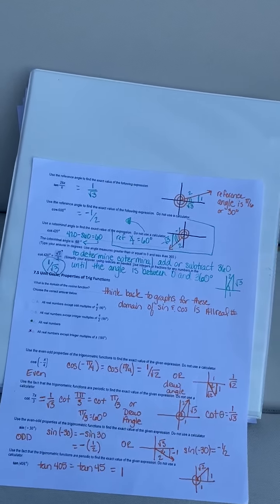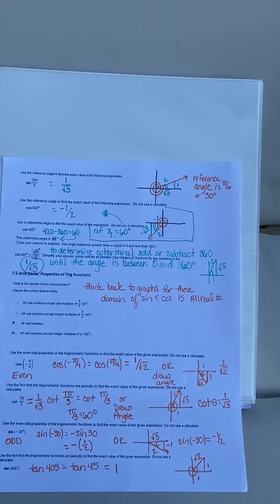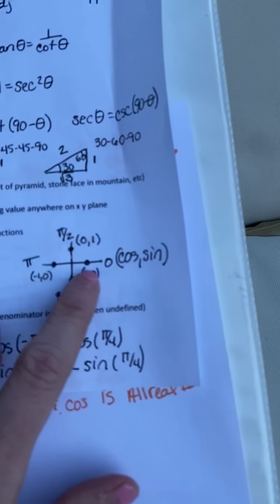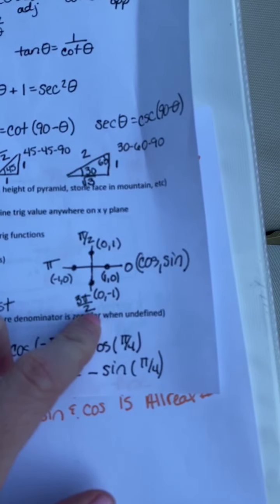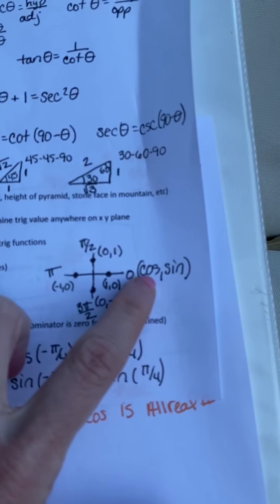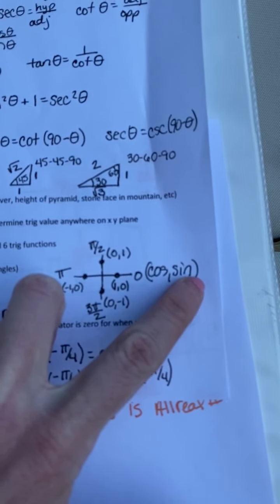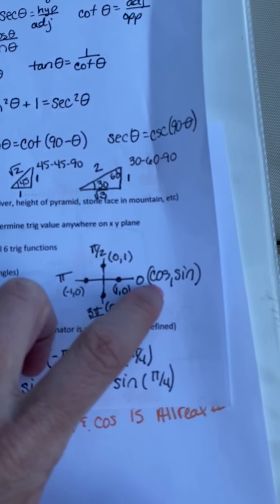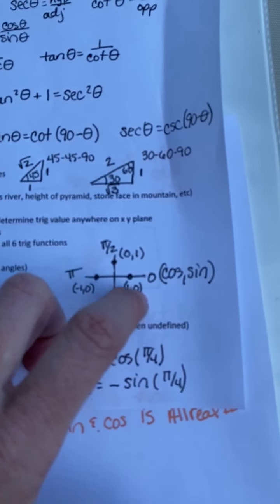So the unit circle, if you remember from the first page, I did the basic unit circle. The basic unit circle just has our quadrant angles: 0, pi over 2, pi, 3 pi over 2. And just remember, it's cosine comma sine. So if you're given a problem with radius of 1, it's cosine comma sine. So at 0, my cosine is 1, my sine is 0.